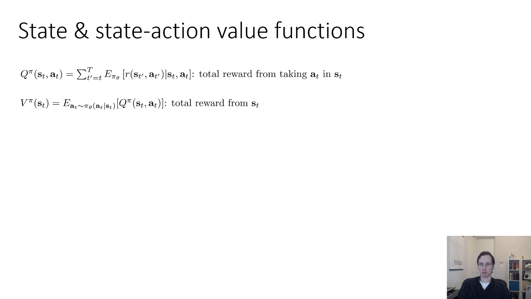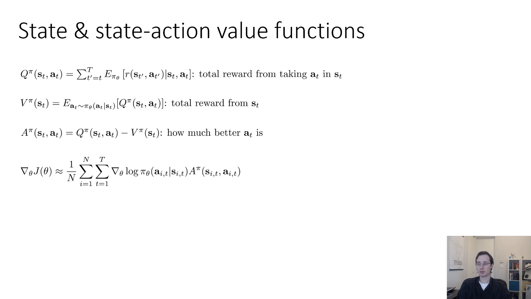The value function, V pi of S, is just the expected value of the Q function where the actions are distributed according to the policy pi. But that also means that the value function is the expected reward that you will get if you start in state S_t and then follow the policy pi. The advantage function is just the difference. How much better is A_t than the average action in state S_t?